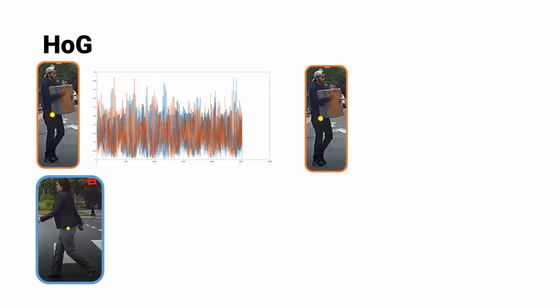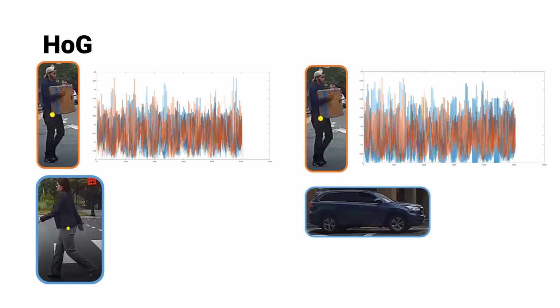So now let's look at the person along with the other person. And if we apply the HoG features, this is what it looks like. It's actually really hard to see that they're similar or dissimilar. Let's do the same thing for a car. Again, it's really hard to see. If you squint really hard, you might be able to say that the one in the car is a little shifted, it doesn't look the same, but the one on the person is closer.